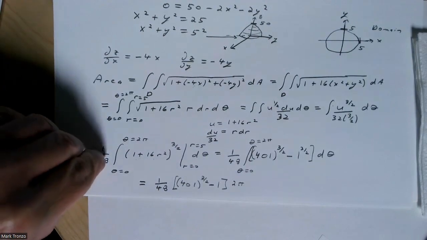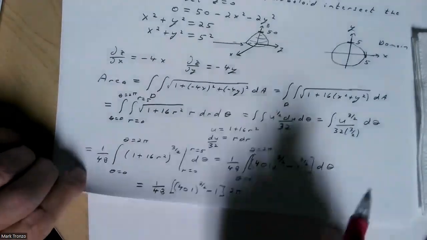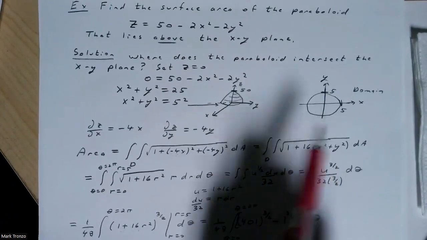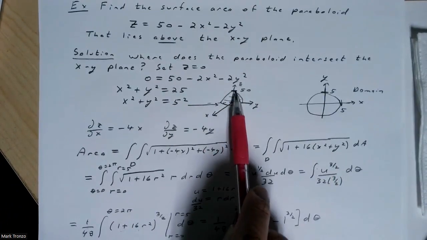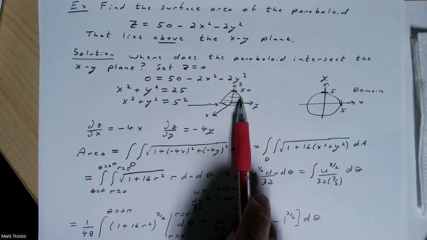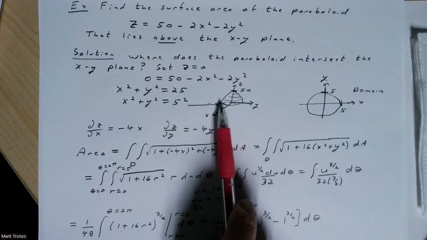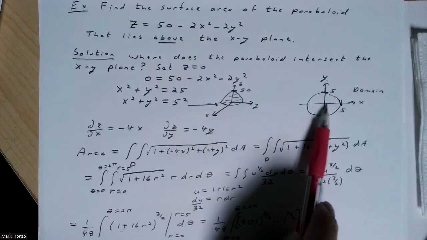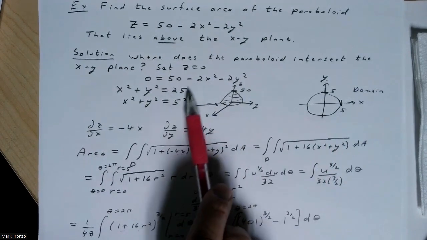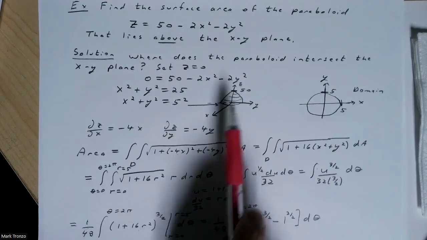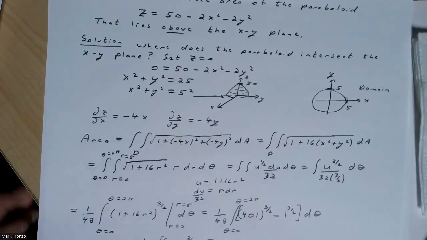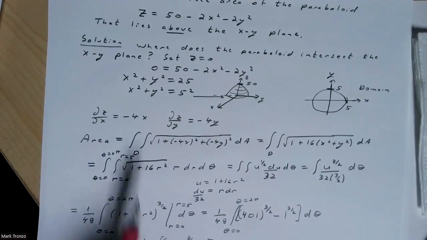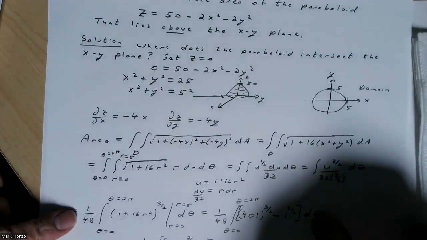So again, just like before, we always have to find what the integration domain is. And in this case, we wanted the surface area above the XY plane. And in the XY plane, that's going to be covering this circle. That's why the circle is our domain. Of course, we found that by finding where this intersected. Then we used our usual formula and got our answer.